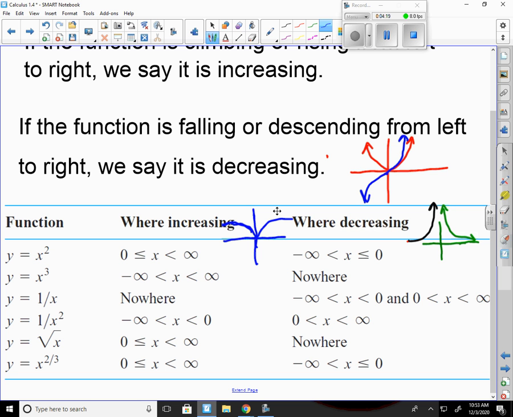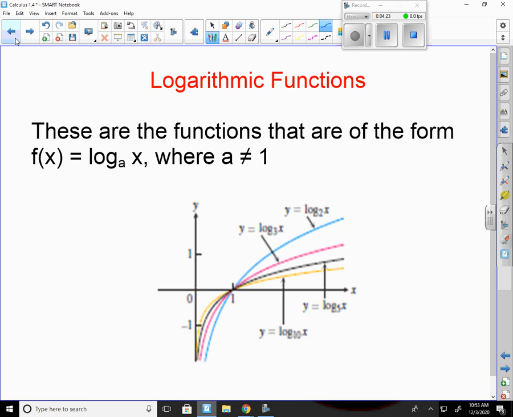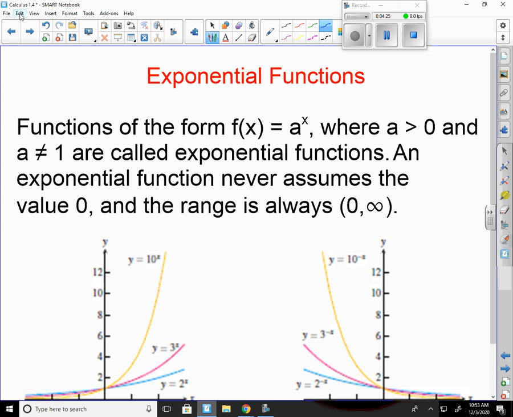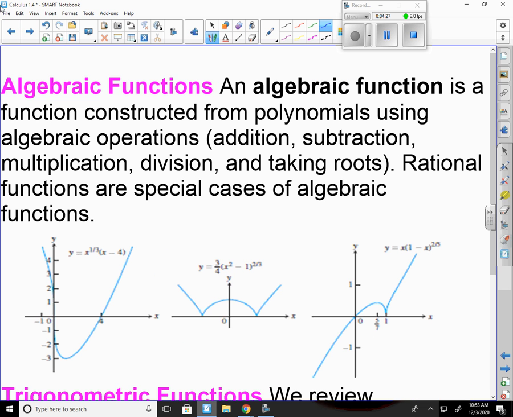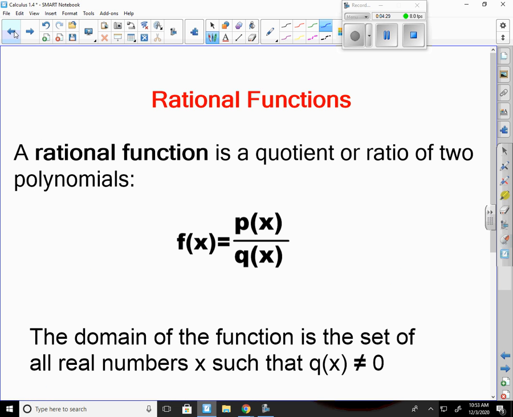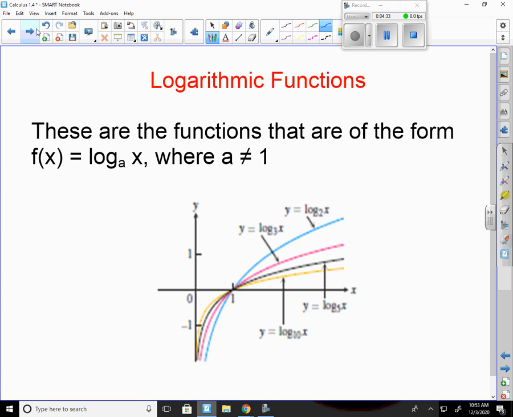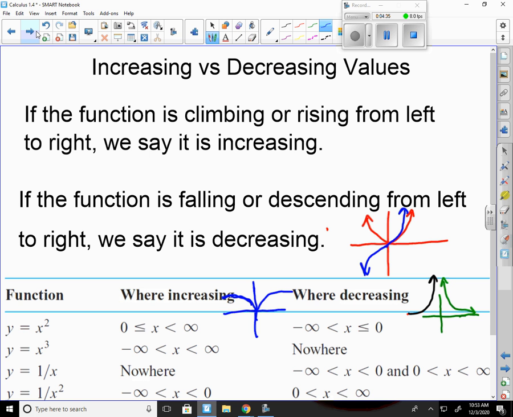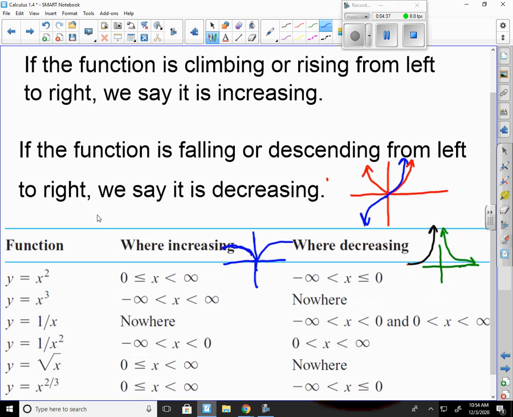So that's a basic rundown of those graphs. If you just look back at the graphs that we've done over the past few days, you would see every one of these. That's why I didn't make you write the table down, just because we have all of those graphs written down already. So if you wanted to know where it was increasing and decreasing, you could just look at those.